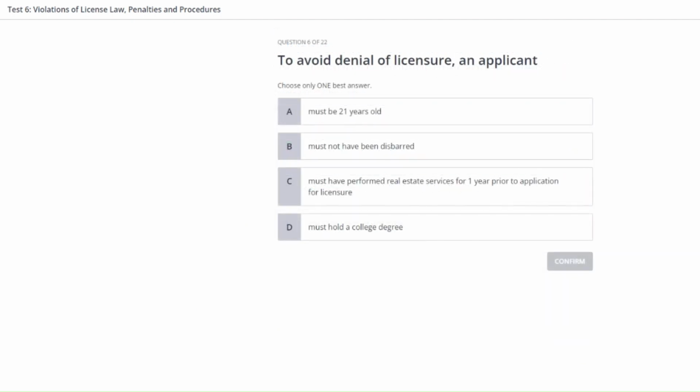Question number 6. To avoid denial of licensure, an applicant must. Here are your options. Option A, be 21 years old. B, not have been disbarred. C, have performed real estate services for 1 year prior to application for licensure. D, hold a college degree. Take your time to carefully consider the question. Think about what an applicant must do to ensure their application is not denied. When you're ready, make your selection.